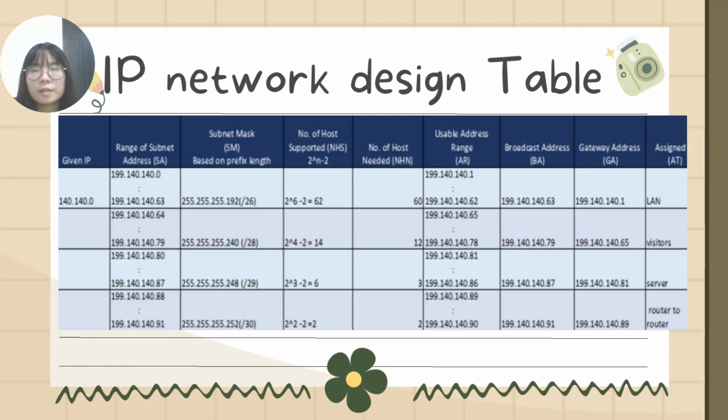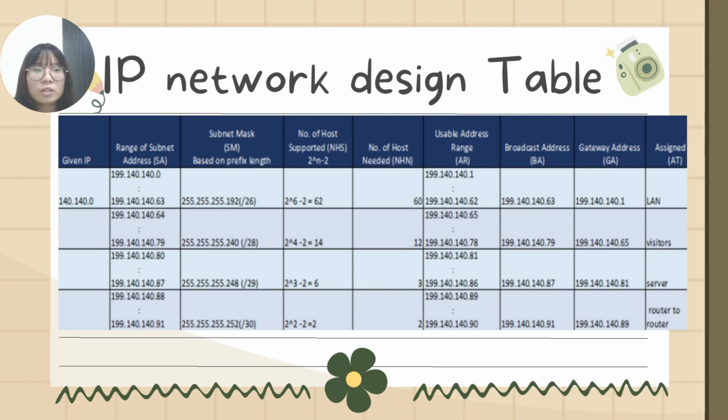Following on, I will present the IP network design table. The IP network design table outlines the IP address allocation, subnetting, and routing for an efficient network setup. To accommodate the 60 hosts on the LAN, a subnet with a prefix length of /26 is used. The subnet mask associated with this prefix length is 255.255.255.192, providing an IP range of 199.140.140.0 to 63. The guest network requires 12 hosts, which can be accommodated with a prefix length of /28, and the IP range 199.140.140.64 to 79 can be specified.